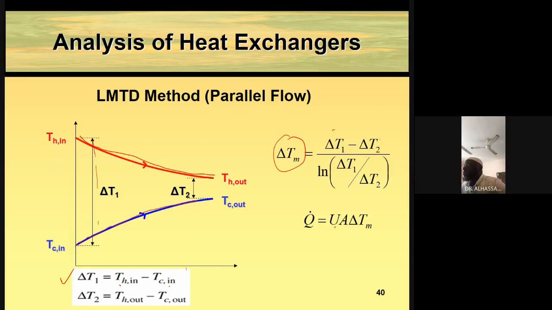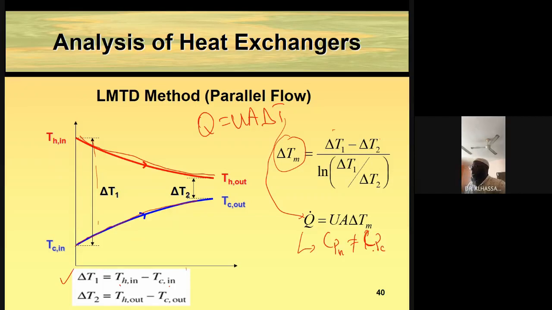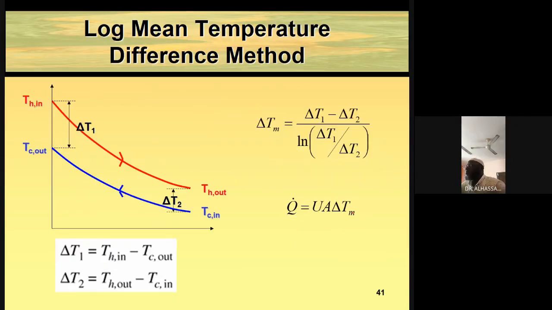So now the modification of that equation, Q equals UA delta T, is now given by this. So this is for a situation where Cp for the hot is not equal to Cp for the cold. You understand me? Okay, so now let us see again.